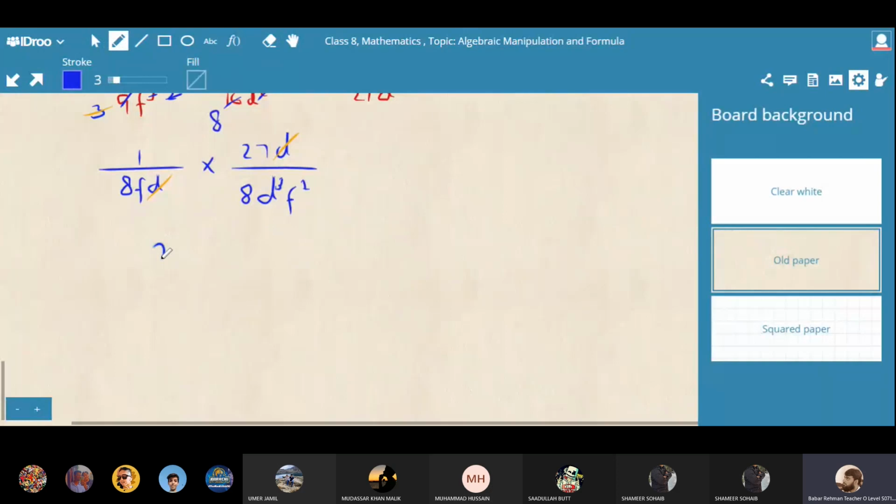Numerator will become 27. Then, sir, the denominator. Sir, we will multiply 8f by 8 d square f square. 64. Then d is 3. What about the power? 1 plus 1 plus? Yes, 1 plus 2.